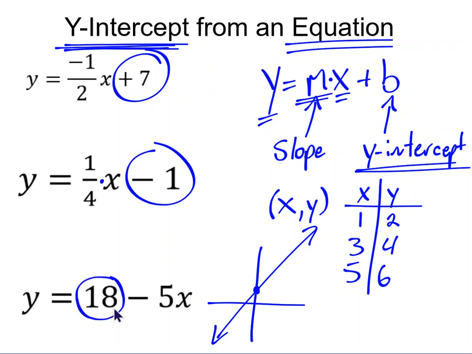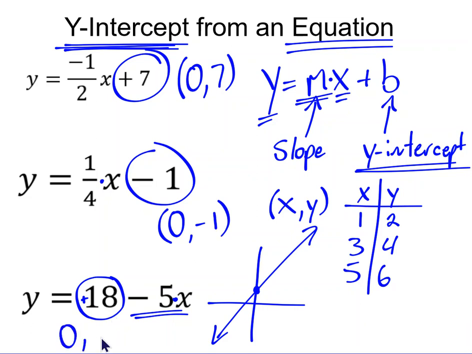Here it's 18. We see it put in front there. It's not this -5 just because that's at the back end. That's still being multiplied by our x. This minus sign is attached to the 5. That has nothing to do with this positive 18 here. So here, the y-intercept would be (0, 7). Here it would be (0, -1). And here it would be (0, 18).